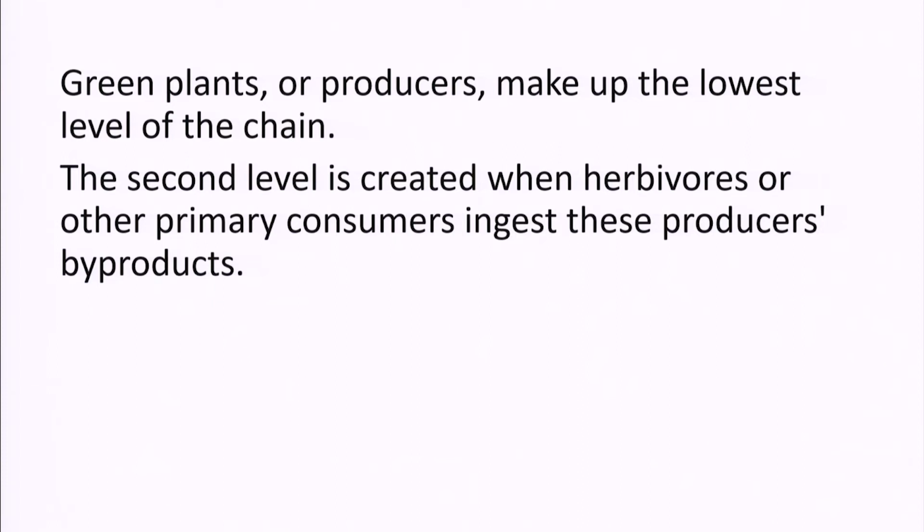Green plants or producers make up the lowest level of the food chain. The second level is created when herbivores or other primary consumers ingest these producers' byproducts. The third stage is then created by carnivores or tertiary consumers eating these herbivores. The third level also includes omnivores, or species that eat both plants and animals. Organisms that consume these carnivores are considered quaternary consumers.